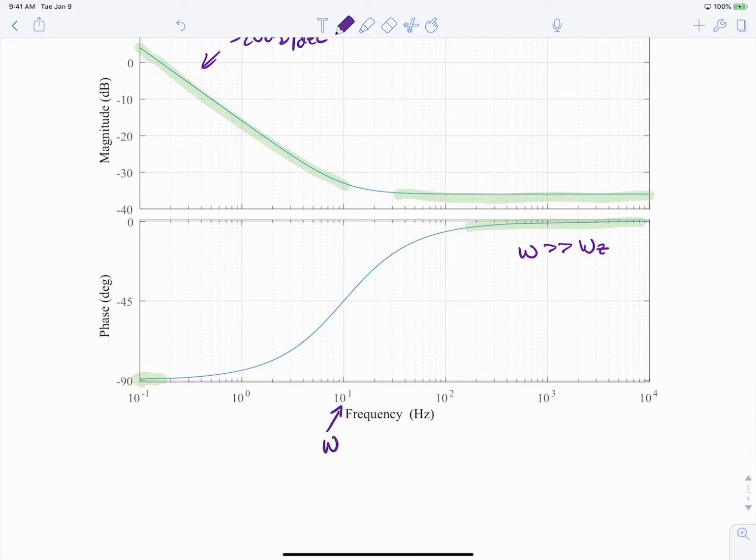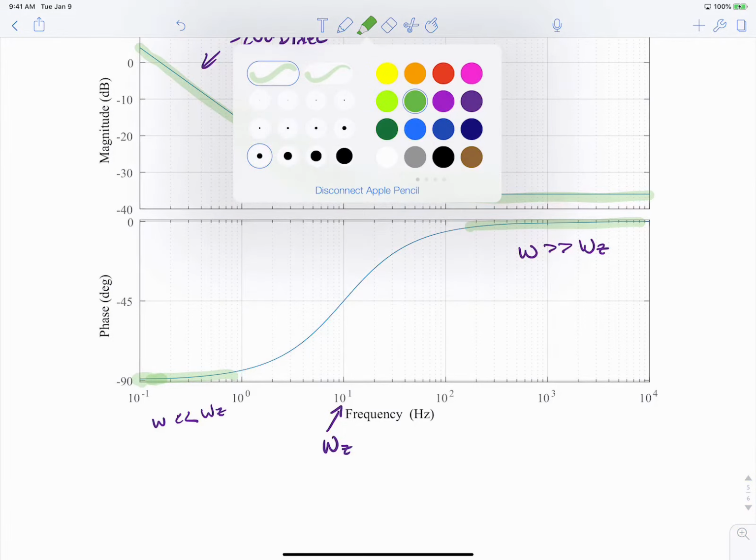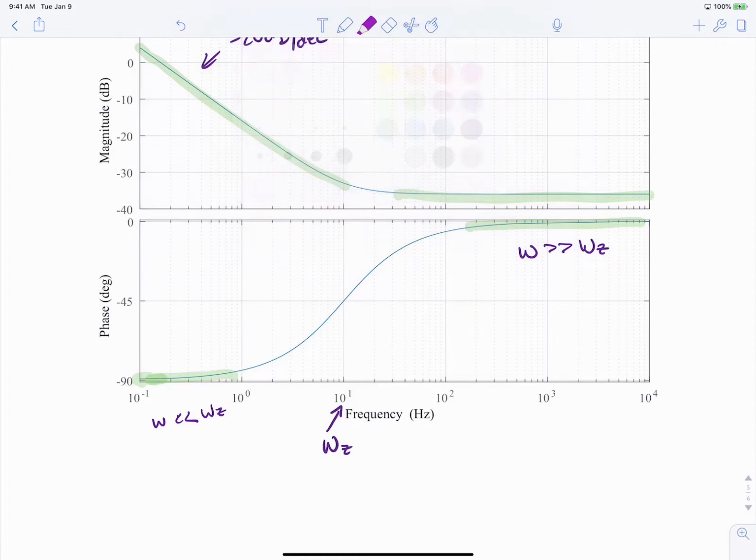And over here, this is omega much, much less than omega z. That would be that region. And of course, in between those two, 1 decade below the 0 and 1 decade above, we essentially have this transition zone where we're going to, in this case, increase at 40 dB per decade.